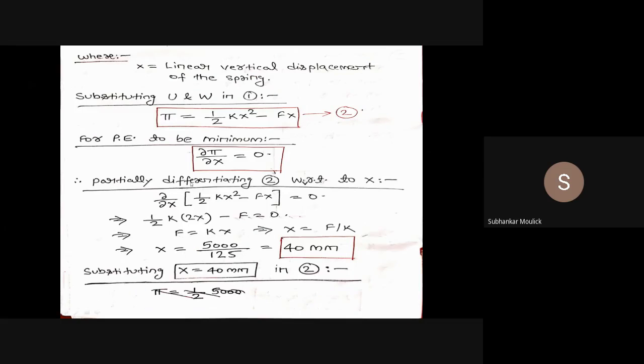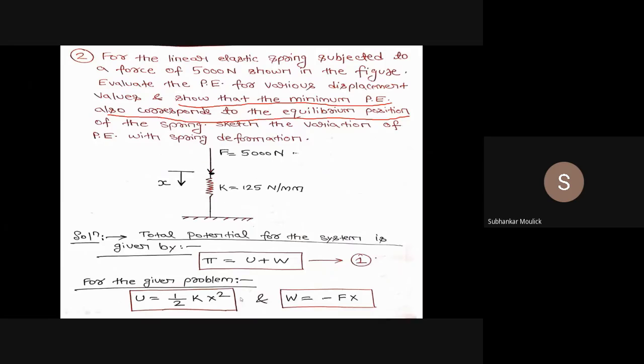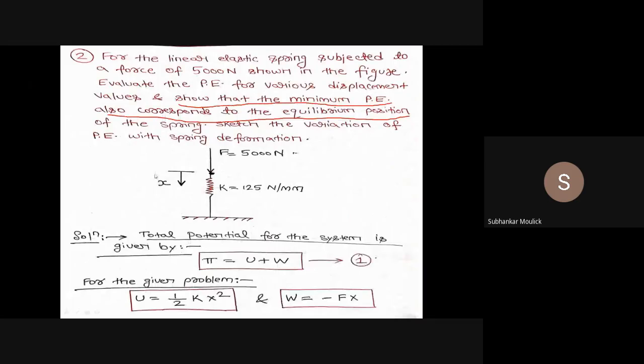That means this is my minimum potential energy, pi minimum minus 100 Newton meter. Fine. For this value of pi, what is the value of x for which the entire system will not move if you apply a force of 5000 Newton? It will not move only when del pi by del x is equal to 0. Initially we calculated del pi by del x and equated it to 0, and we get that at x equal to 40 mm, no more further deflection is possible.